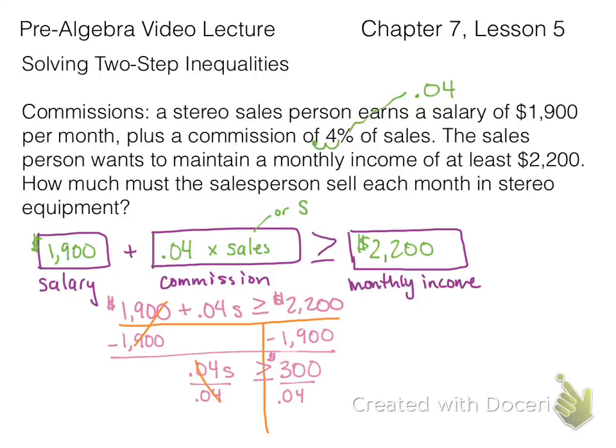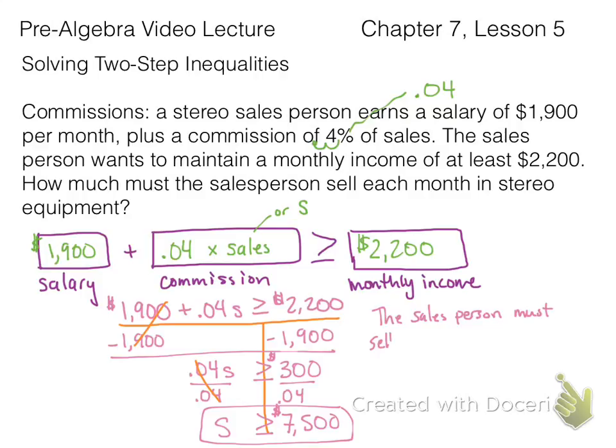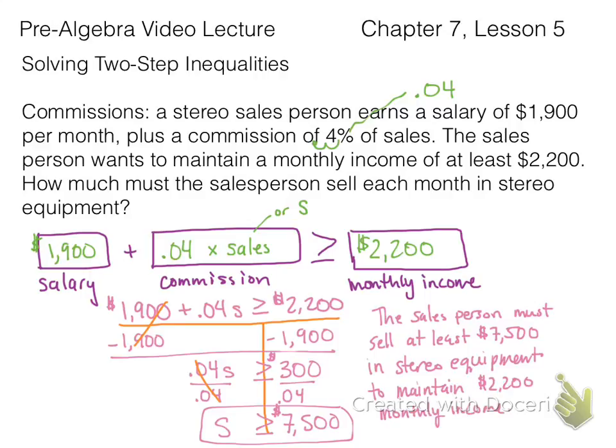So we're going to divide by 0.04, divide by 0.04. Sales has to be greater than or equal to $7,500. So that means that every month the salesperson needs to sell $7,500 in equipment for them to maintain their $2,200 monthly income. Now you know.